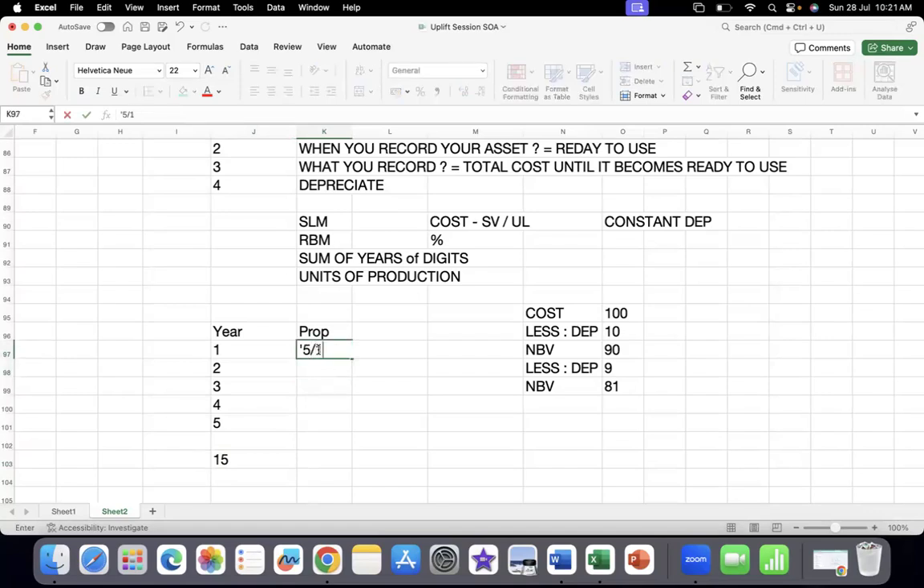So why 5? You started using the machine at the start of the first year. So the first year is full, second year, third year, fourth year, fifth year. That's 5 years. That's the proportion you need to give. Once you are in year 2, at the start of the second year, you would be using it for 4 more years. This becomes 4 by 15. At the start of the third year, it becomes 3 by 15, 4 by 15, and 5 by 15.